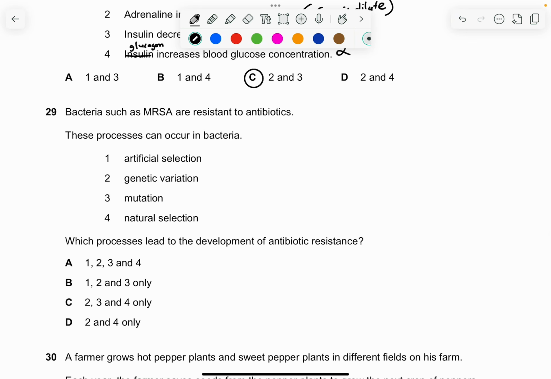Question 29. Bacteria such as MRSA are resistant to antibiotics. These processes can occur in bacteria. So which processes lead to the development of antibiotic resistance? Artificial selection? No. Artificial selection is always handpicked by humans, and humans are the ones involved in that process. Genetic variation, yes. Mutation, yes. Natural selection, yes, because they come almost like a package already. So the answer is 2, 3, and 4.